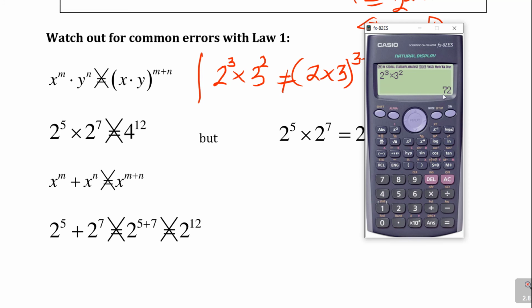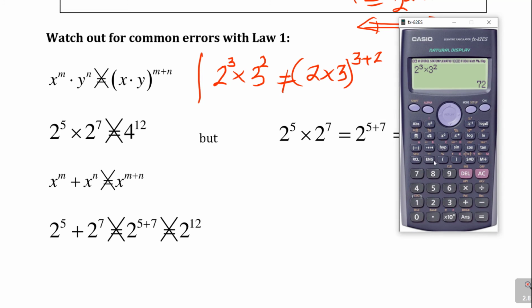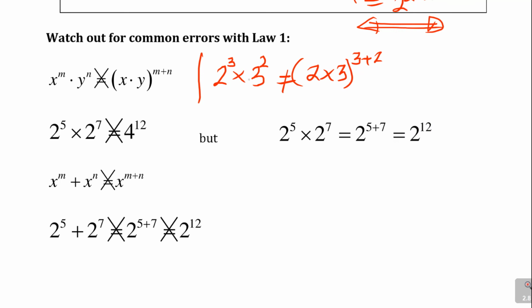My answer is 72. See that? 72. What about this one, 2 times 3 to the exponent 3 plus 2? You see, I'm getting a very big answer. So totally different. So don't be tempted. Don't do that. Apply the law.